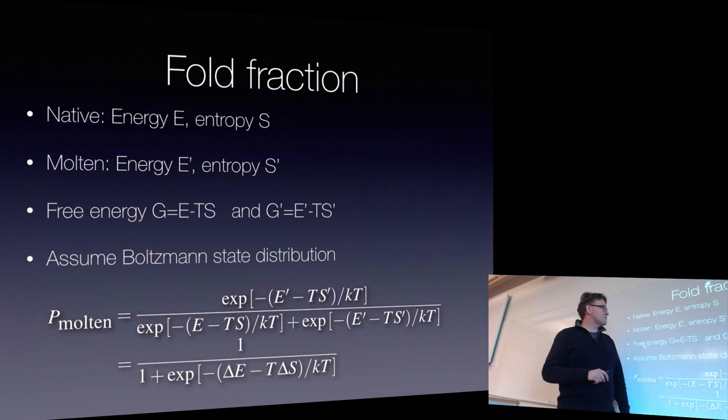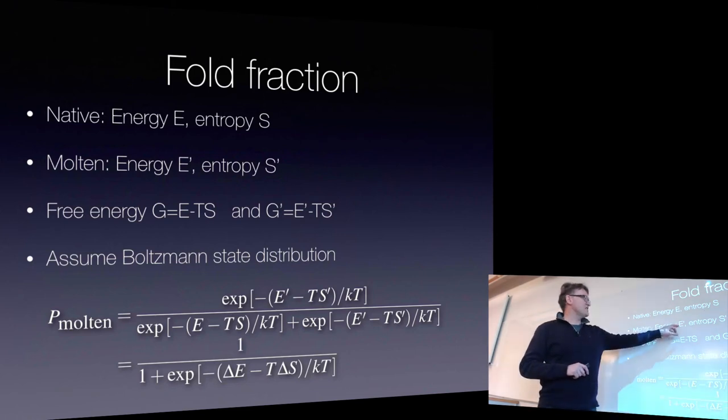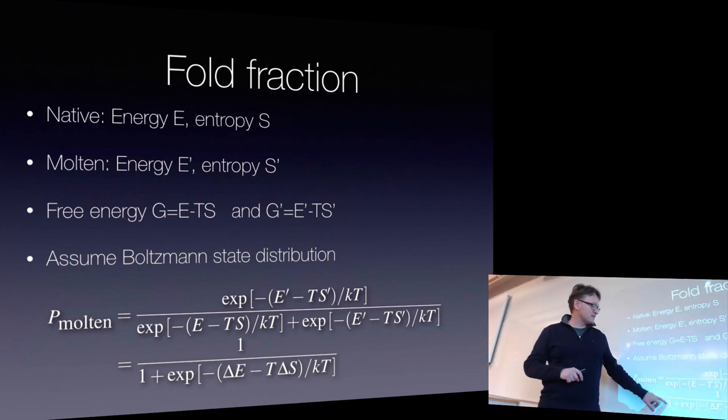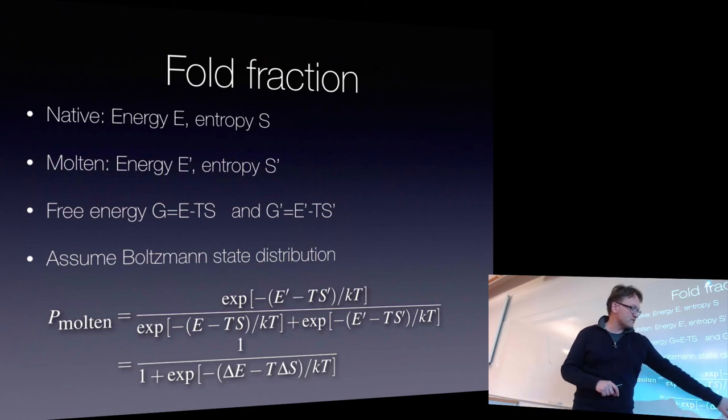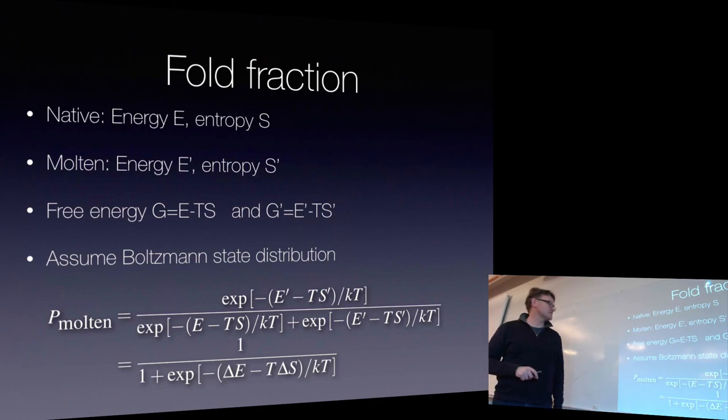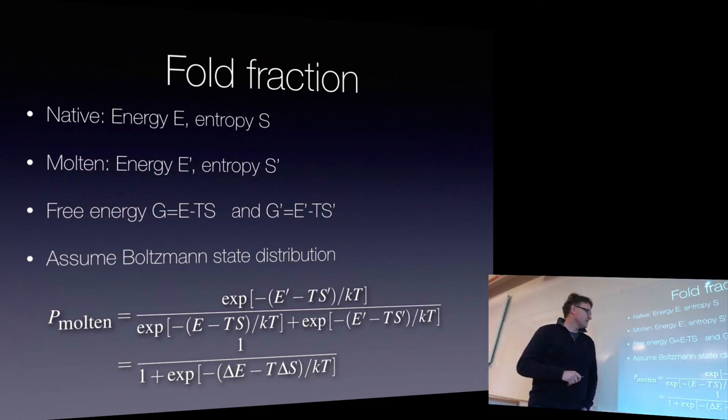And then it's nice, rather than having to work with absolute energies, to introduce the differences between them. And if you do this and do a bit of exponential math, you can actually formulate this as a slightly simpler expression. But the important part is that only the differences in the entropy and energy go there. It's not hard, but it takes a bit of time. So that means that if we know the free energy between the states, then we can say what is the likelihood of being in the molten one.